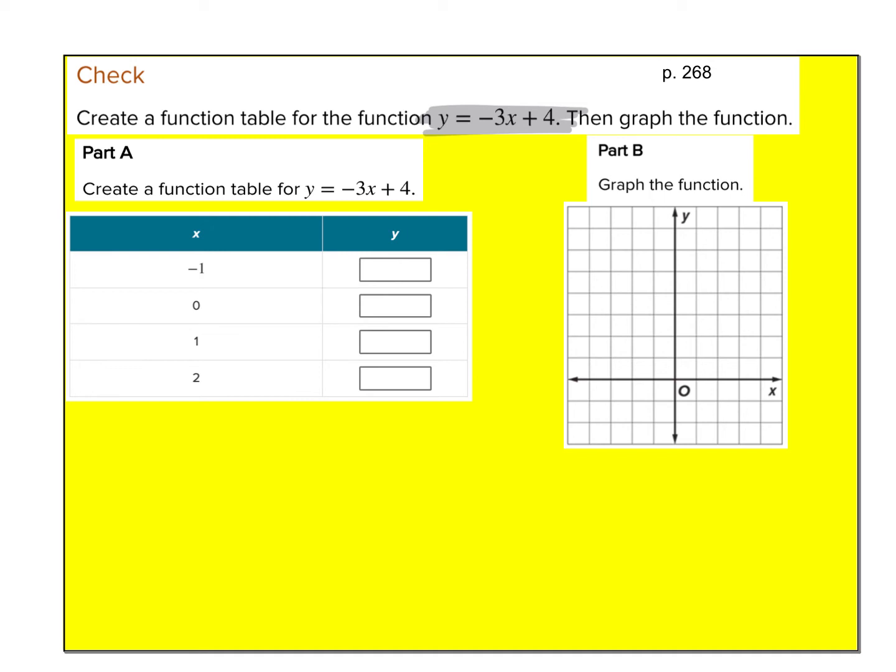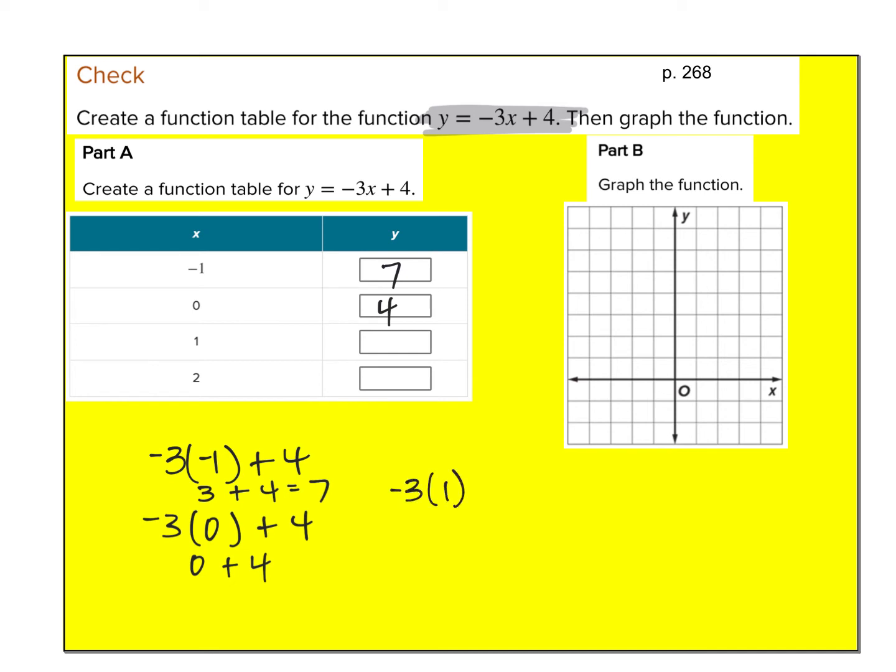All right, so if you did this, I'm going to do my work down here. I have negative 3 for x plus 4. Negative 3, and then I plug something in, plus 4. I'll start by plugging the negative 1 in. Well, I know a negative times a negative is a positive 3, plus 4 gives me 7, so we should have got 7 here. Okay, if I plug in a 0, negative 3 times 0 is 0, plus 4 is 4. Okay, now I'll do negative 3 times 1 plus 4. I get negative 3 plus 4, which gives me 1.